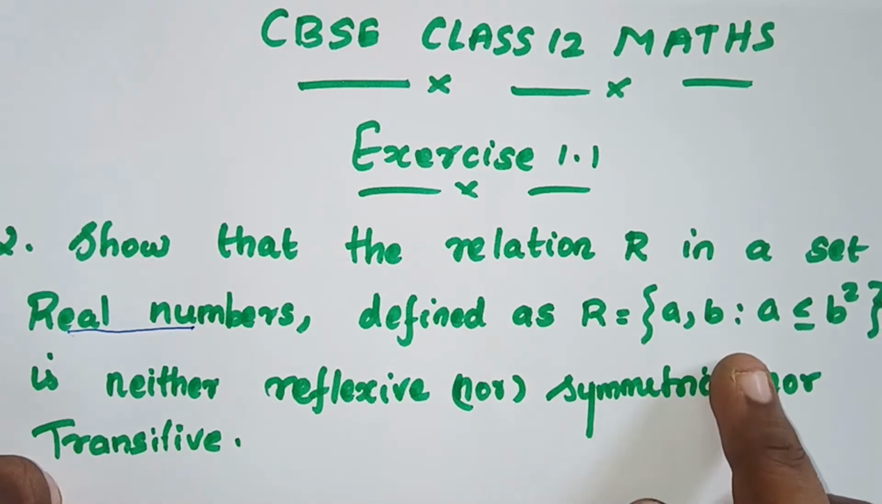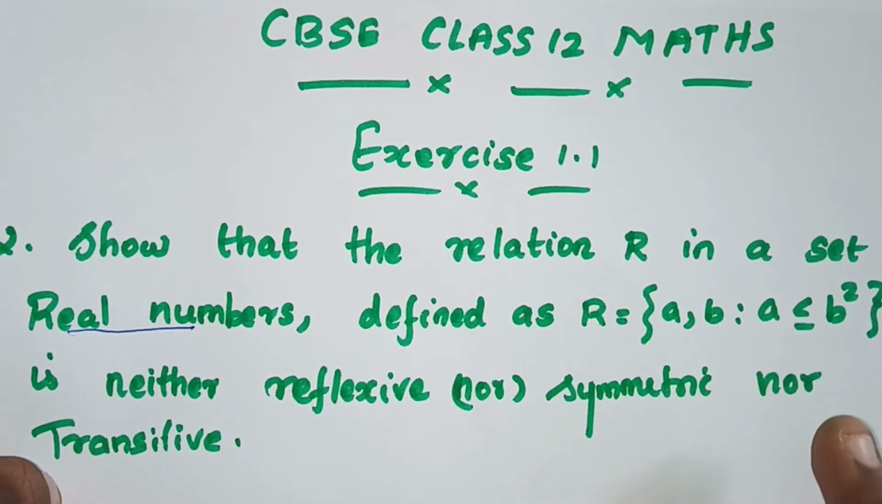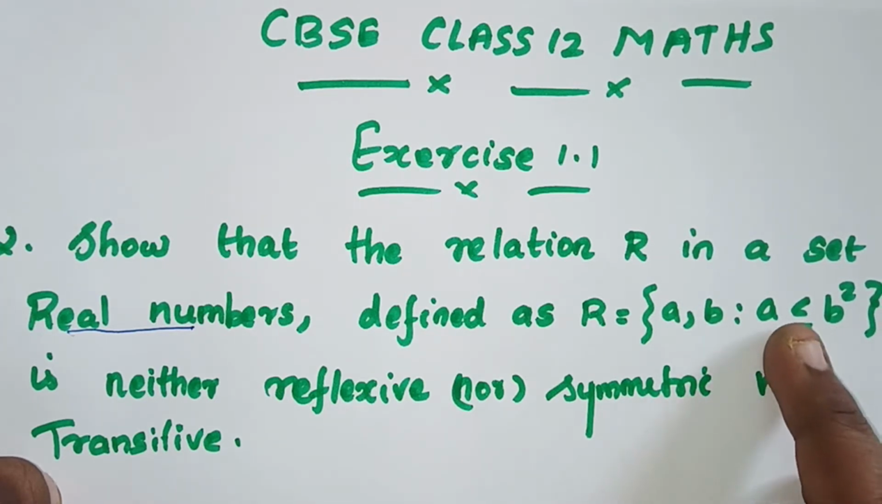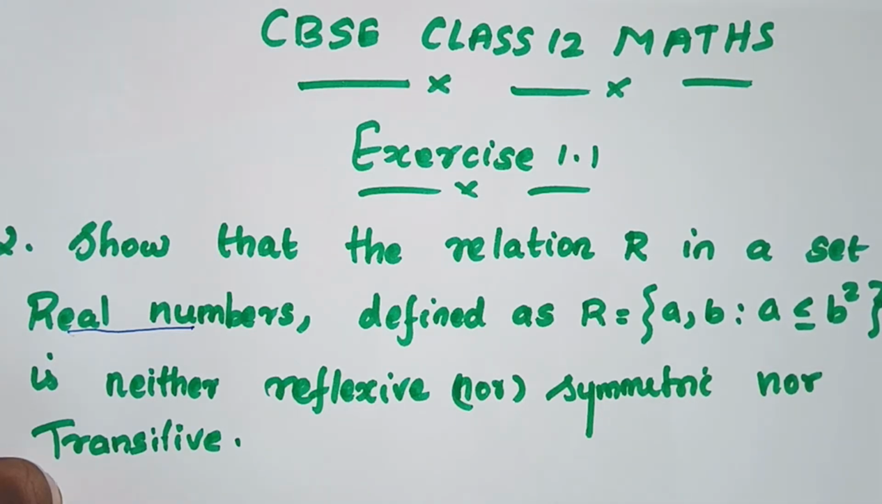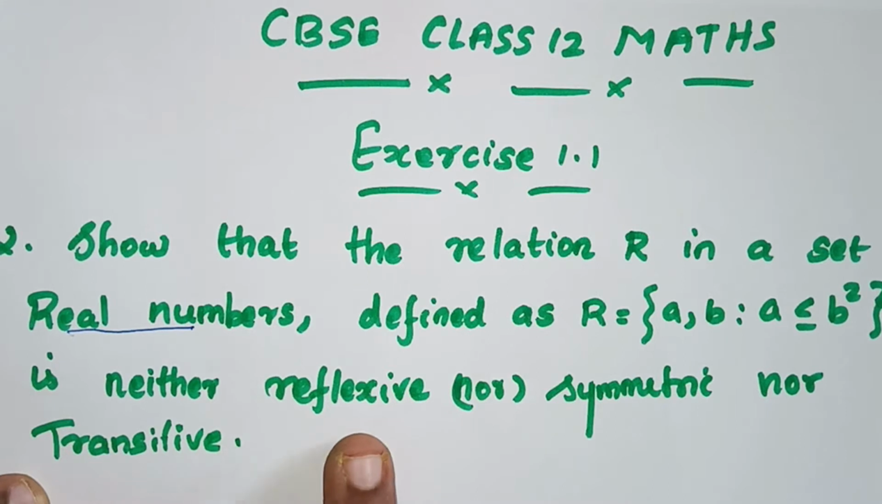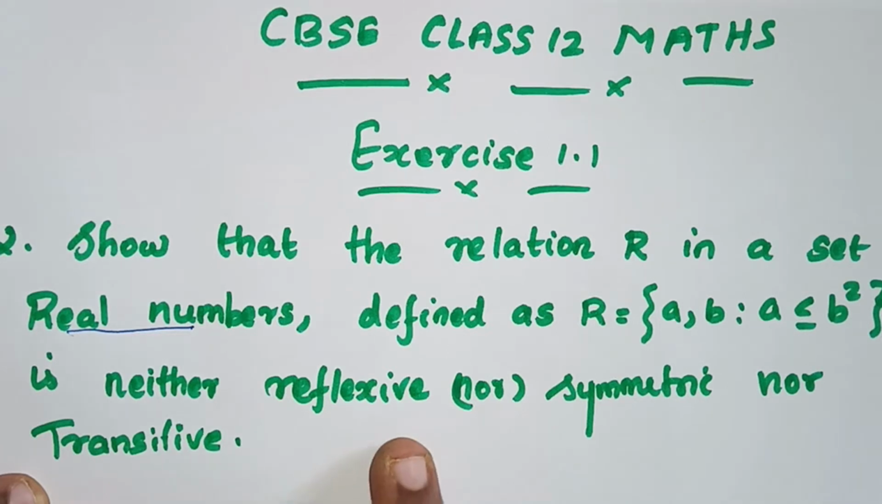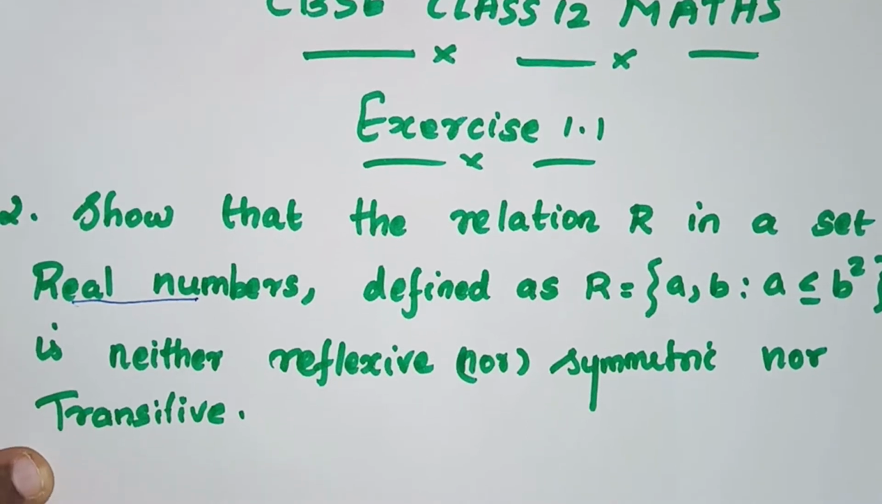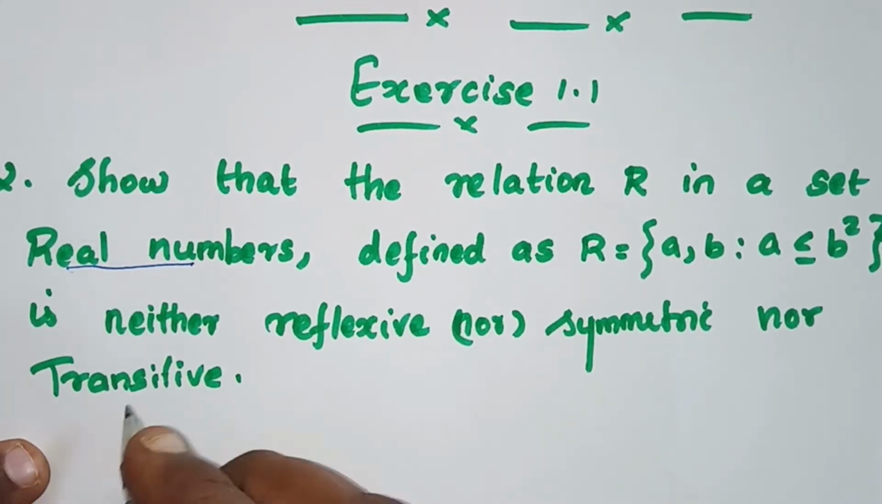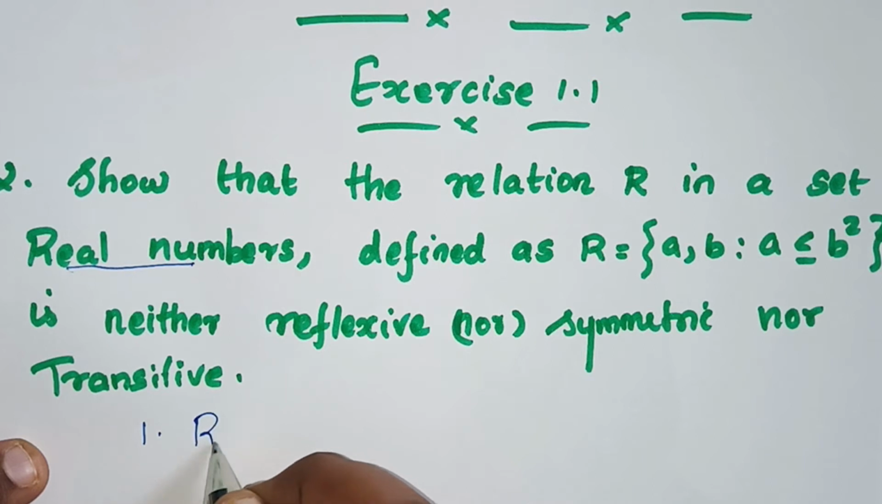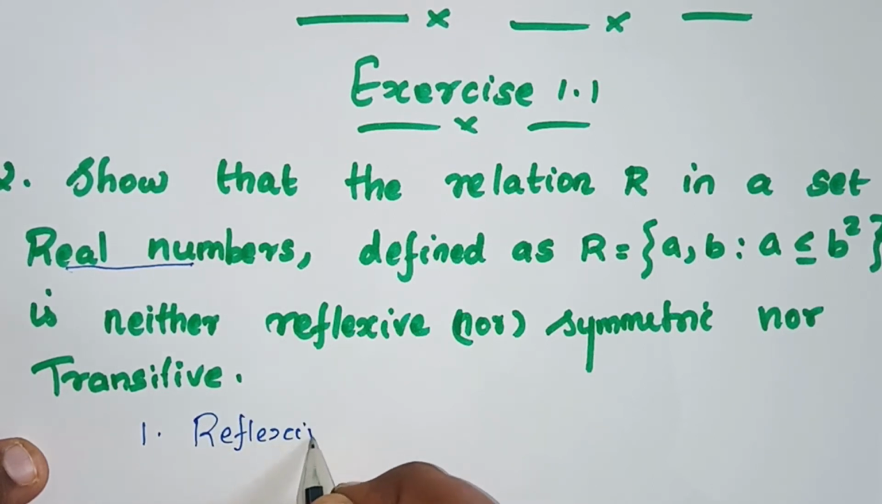So the given relation is a ≤ b². The symbol represents less than or equal to. So this relation is neither reflexive nor symmetric nor transitive. It is not reflexive, not symmetric and not transitive. We need to prove this. First we need to prove this given relation is not reflexive, right?